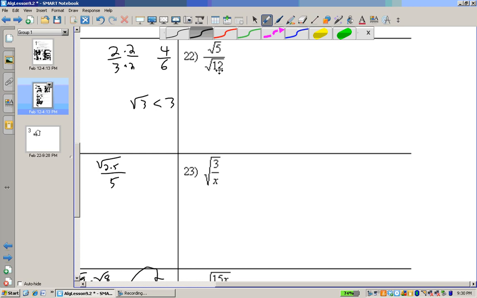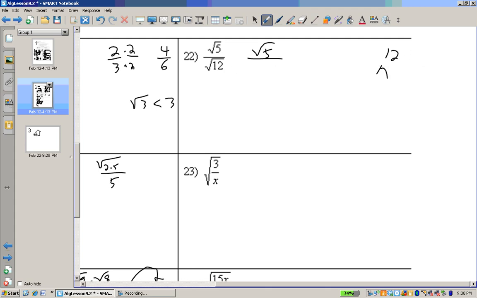Okay, square root of 5 over the square root of 12. Let's see. I'm going to go ahead and try to reduce this before I rationalize the denominator. It is less work, in my opinion. You don't have to. That's how I'm going to do it. So the square root of 5, oops, wrong pen. Square root of 5 over the square root of 12.